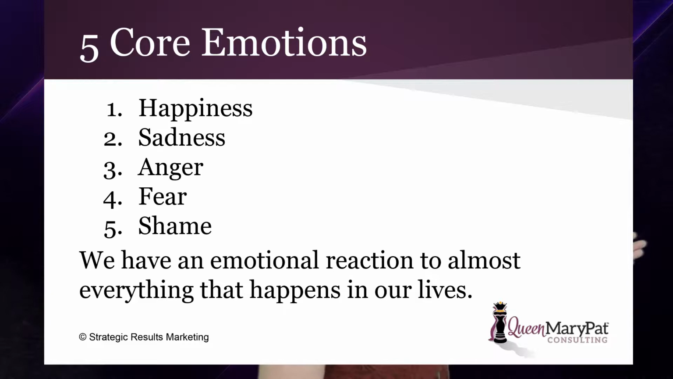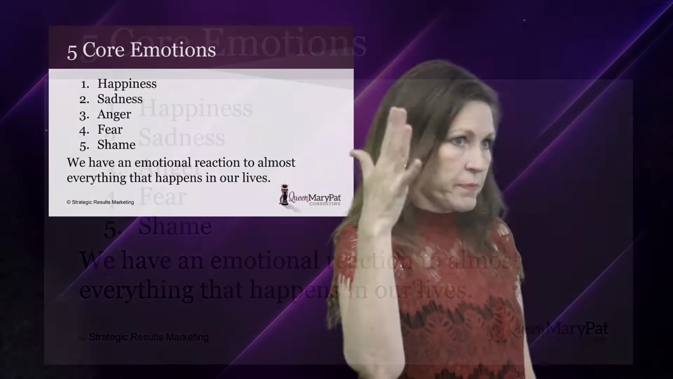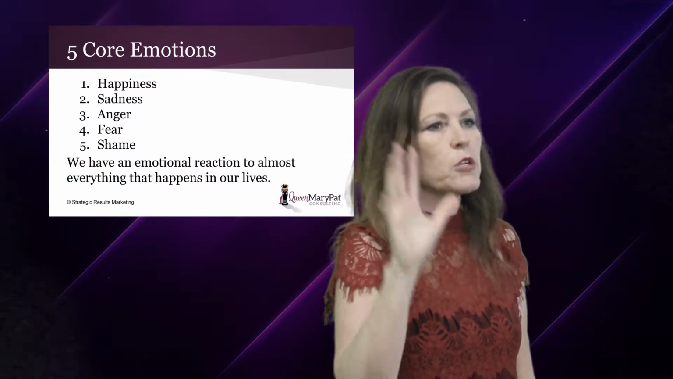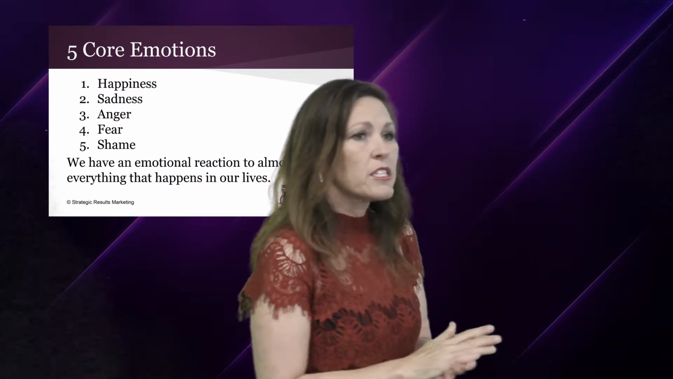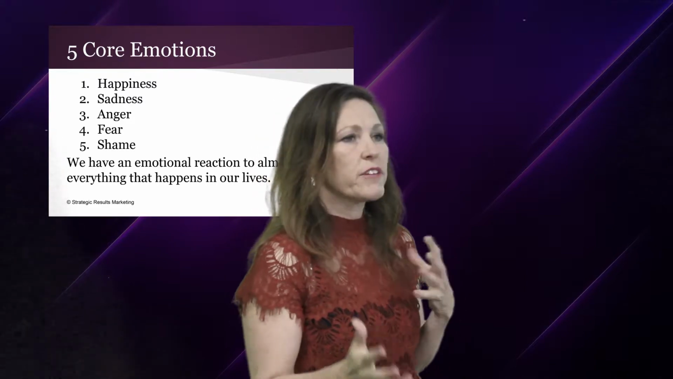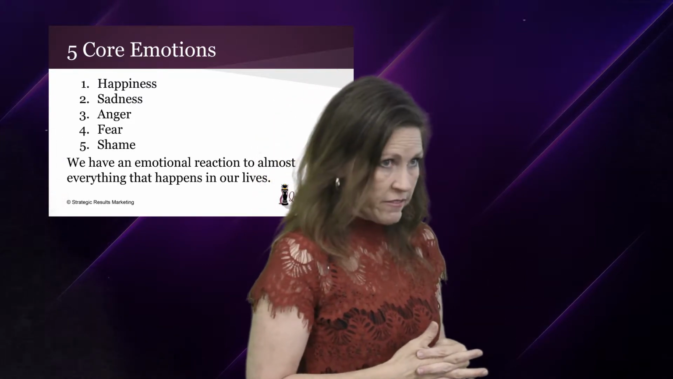So there's 5 core emotions. Some would argue there's a lot more than that, but for the sake of this book, we're going to bucket all of your emotions into 5 categories. One is happiness, sadness, anger, fear, and shame. So all emotions fall into one of those 5 categories. We also have an emotional reaction to almost everything that happens in our life. So how we deal with that is important.